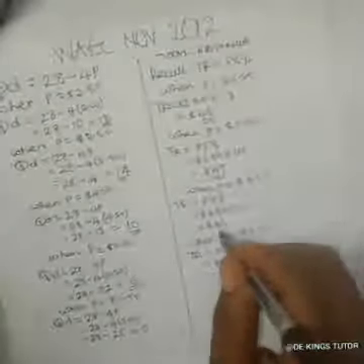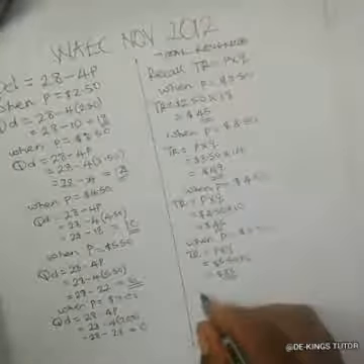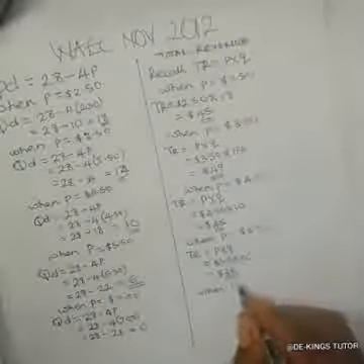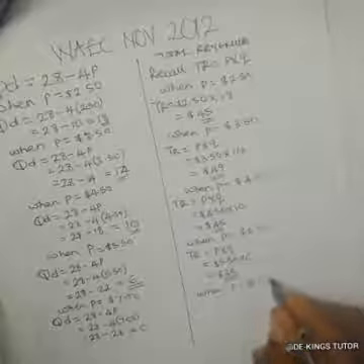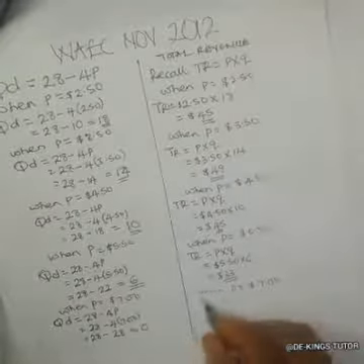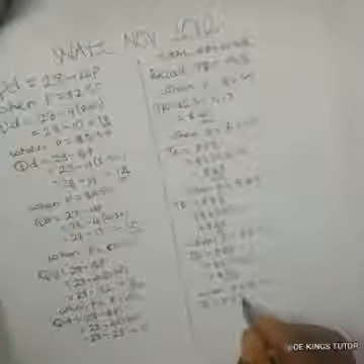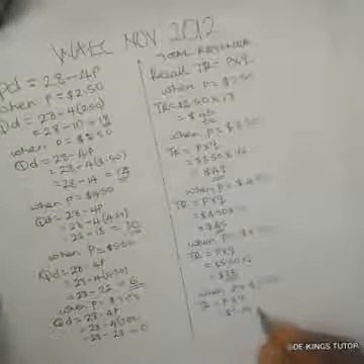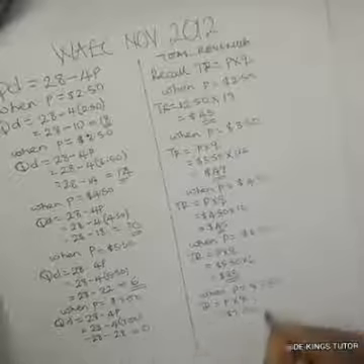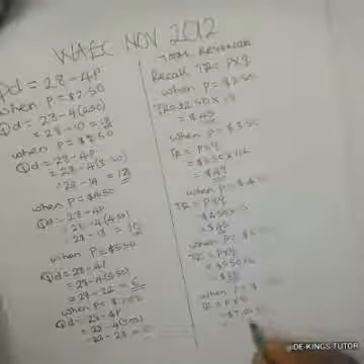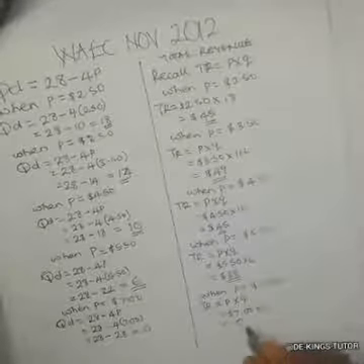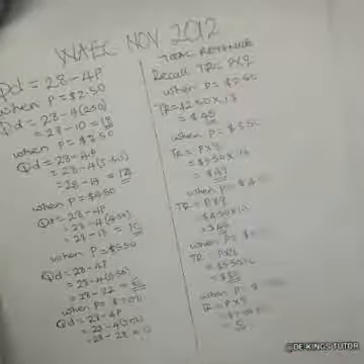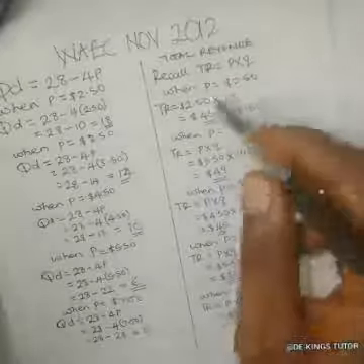And the last one, when P is equal to $7, total revenue is equal to price times quantity. My price is $7 times the quantity, which is 0. So 7 times this will give us 0. It means they did not sell anything. Okay, so that's the total revenue. So we have answered the second one, the total revenue at each price.